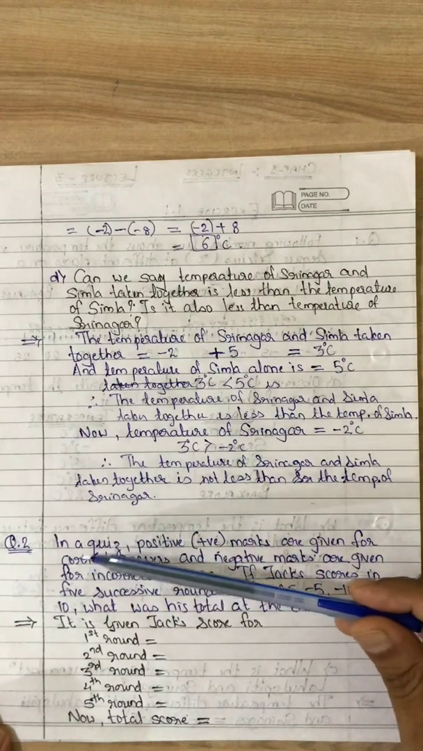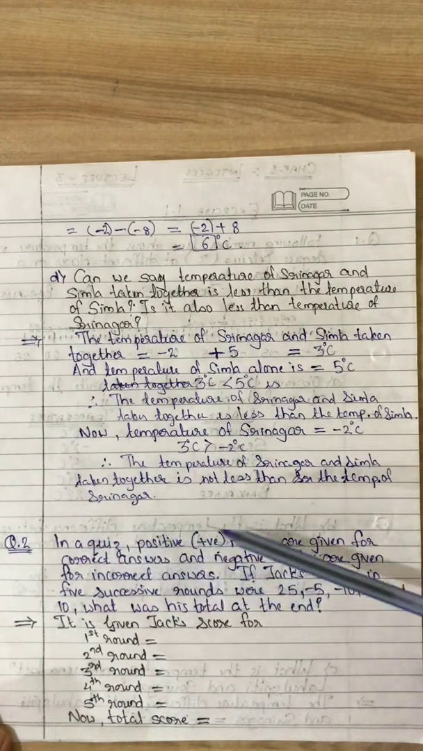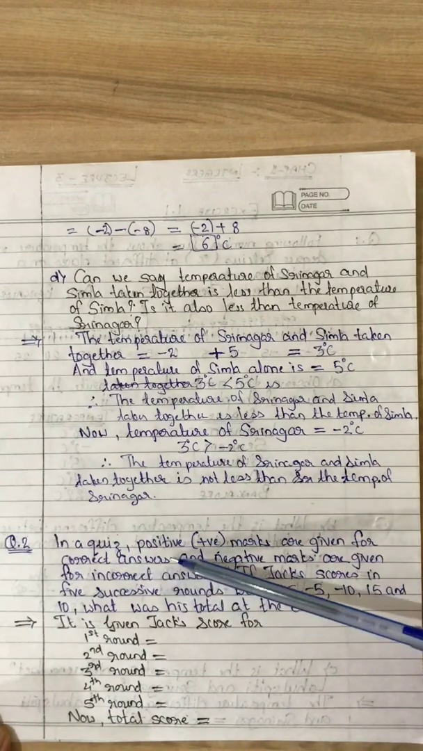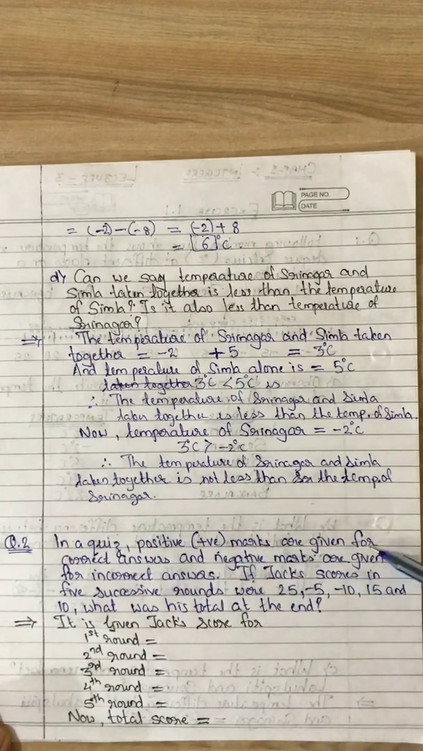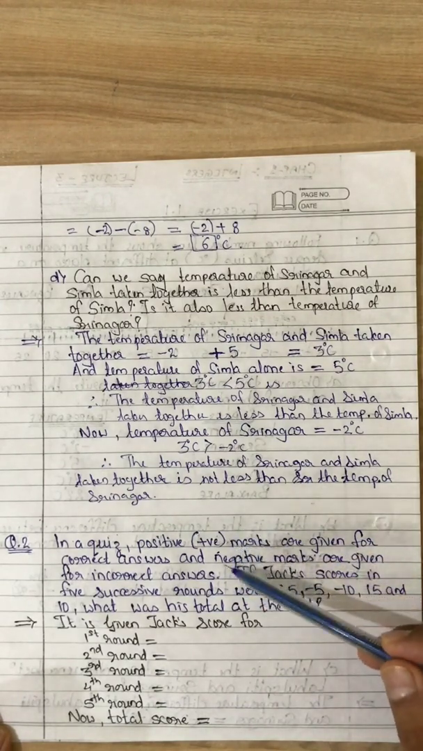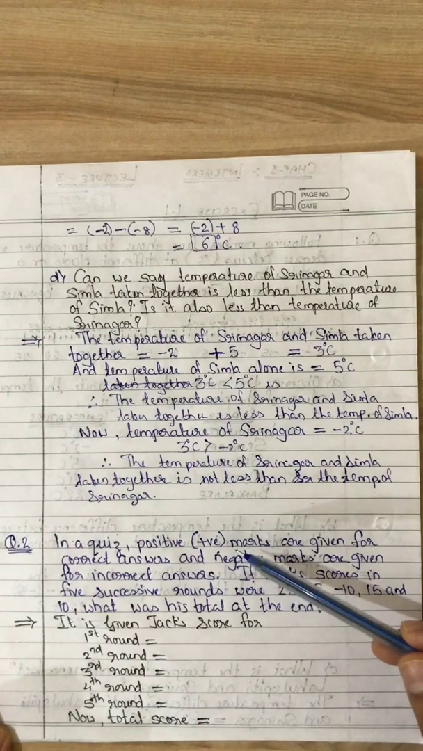The second question is: in a quiz, positive marks are given for correct answers and negative marks are given for incorrect answers. That is, if you give the correct answer, you will get positive marks, plus marks.